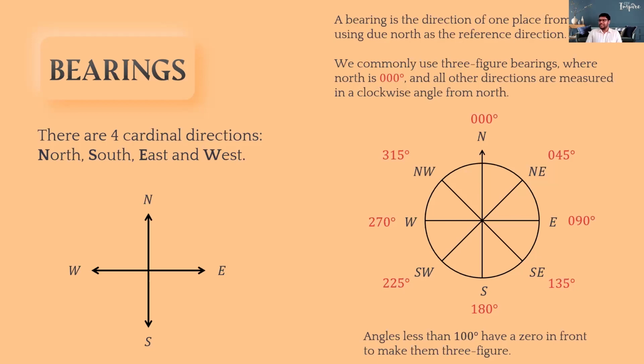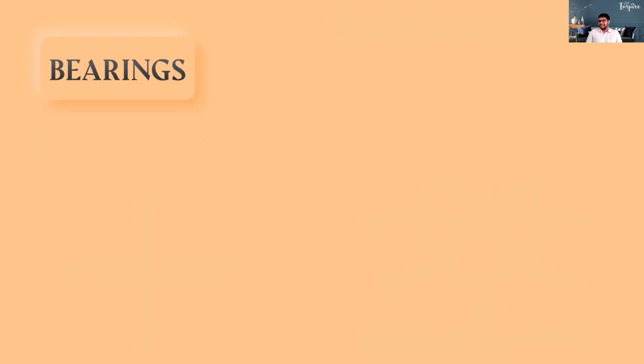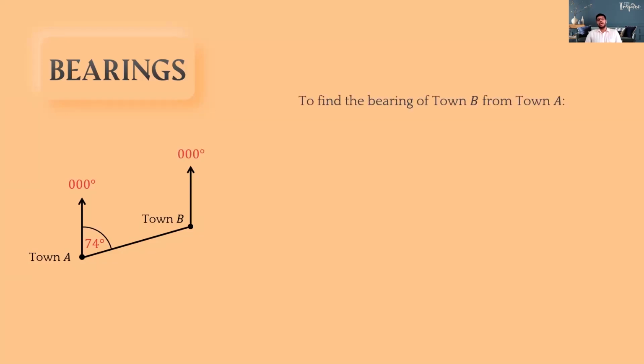All right. So children, let's look at a question. Now have a look at this diagram, children. So there are 2 towns. There's town A and town B, right? And you can see that there is an angle between them as well, right? And the north direction from both towns is marked. All right. Now children, to find the bearing of town B from town A, remember, town B from town A, very important. That means you're standing at town A and you're looking at town B.